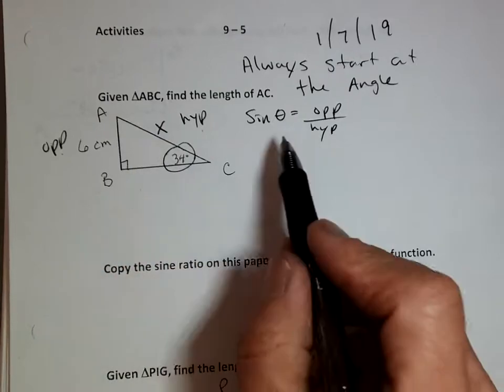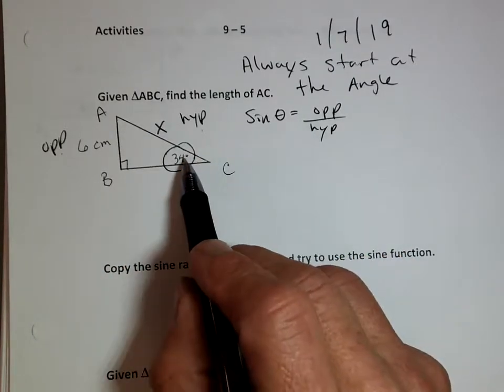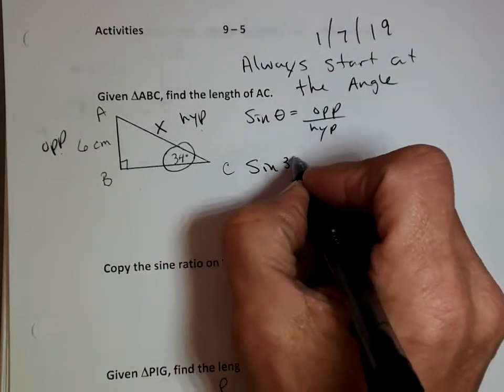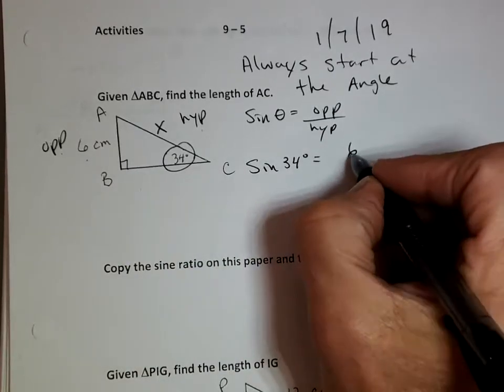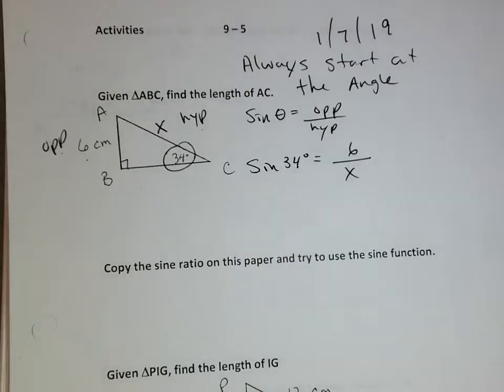So instead of this little symbol, theta, which means angle, I'm going to put 34 degrees. So I'm going to go sine of 34 degrees equals the opposite, which is 6, over the hypotenuse, which is x. Okay? Now, if x is on the bottom, we will divide. And I'll show you. The first thing I'm going to do is try and solve. So I'm going to cross multiply. I'll bring up the x.